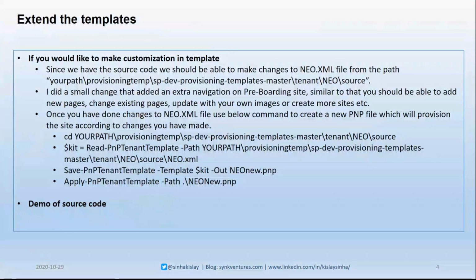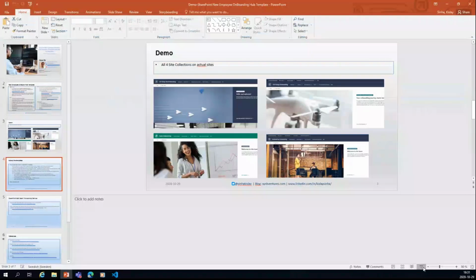So if you want to extend the templates, you can do that actually. Basically, as I said, the source code is available. So what I did also for a test is a small change, and I added extra navigation on the pre-boarding site. It was not so difficult. You just need to update the XML file, which is there in the source code, and the rest will be taken care of if you just create a new PnP file and then run the Apply-PnPTemplate command. So let's have a quick look at the source code here also.